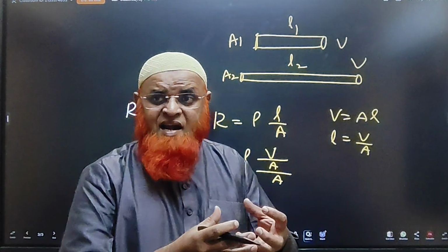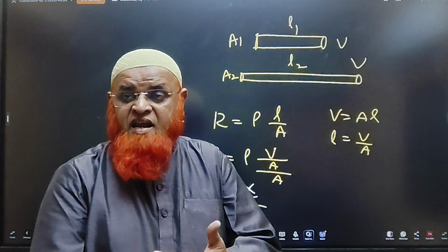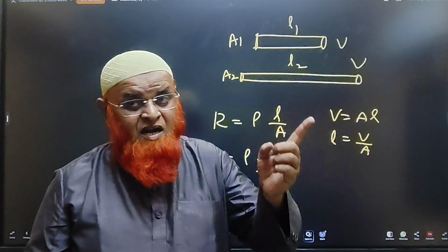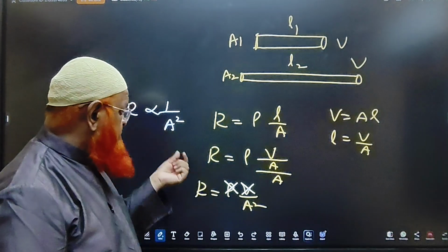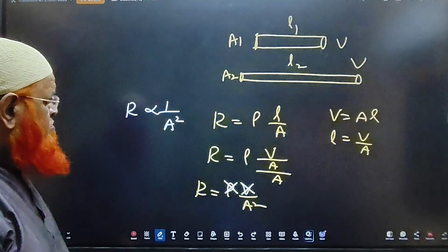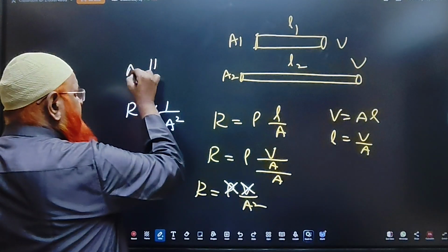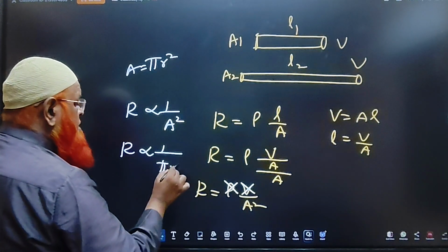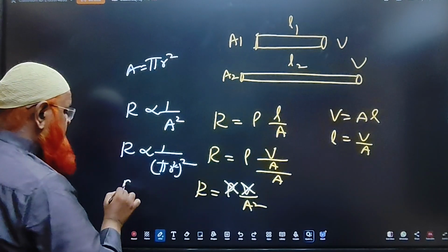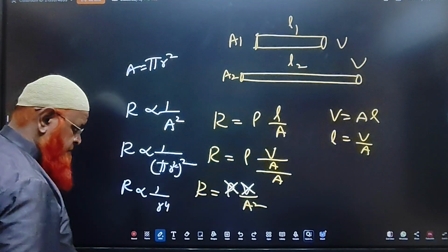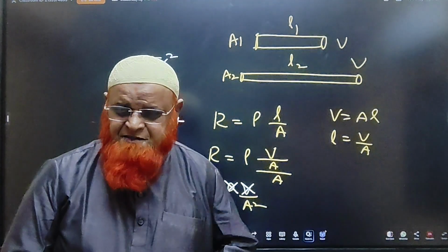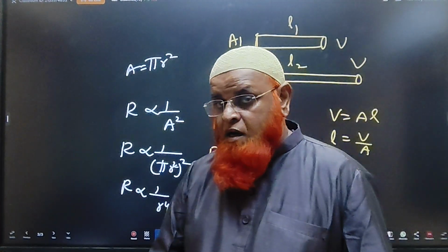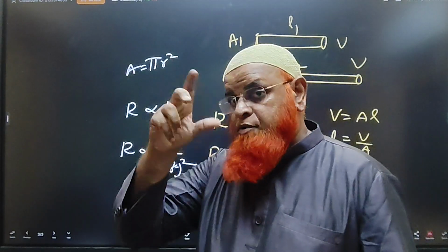Not like extra length added or extra area added. In extra area added, R is inversely proportional to area. But in stretching cases, R is directly proportional to L square. R is inversely proportional to A square. And one more thing is, you all know area is nothing but pi r square. So resistance is inversely proportional to pi r square whole square. So resistance is inversely proportional to r power 4. In specially stretching cases, the relation between resistance and radius is inversely proportional to r power 4.